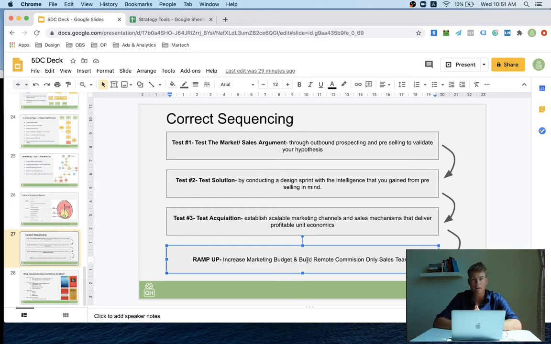So I hope you found this useful, guys. That is how to sequence things to reduce your risk on your way to product market fit. Take this to the bank, make sure that you use it, because if you don't, then there is a good chance of running out of money, and if you do, it means that you're leveraging small bets so that your risk is much reduced.